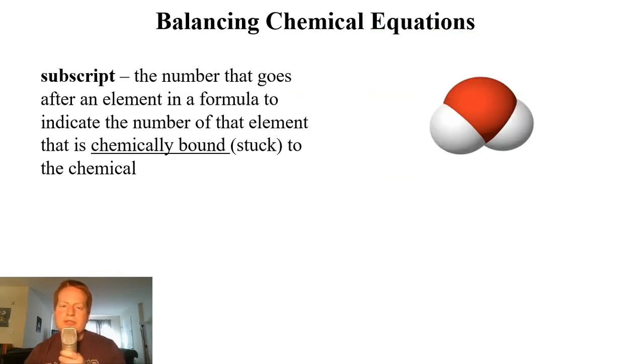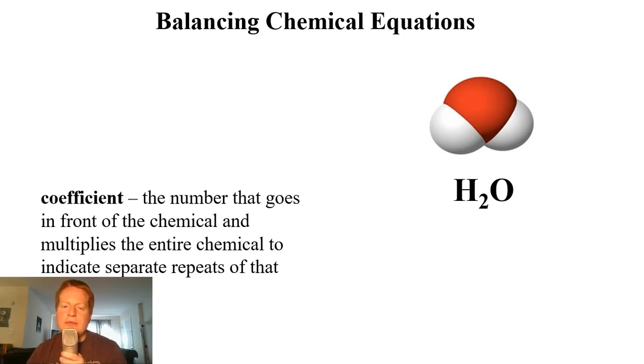Okay, so as a little bit of terminology, we have a subscript. That's the number that goes after an element in a formula to indicate the number of that element that is chemically bound or stuck to the chemical. So in H2O, which we have a molecule of right here, there are 2 hydrogens that are chemically attached. That's why that number is written down below. And there's an invisible 1 oxygen that's also chemically attached. So a subscript means that it's part of the overall chemical. They're chemically bound together.